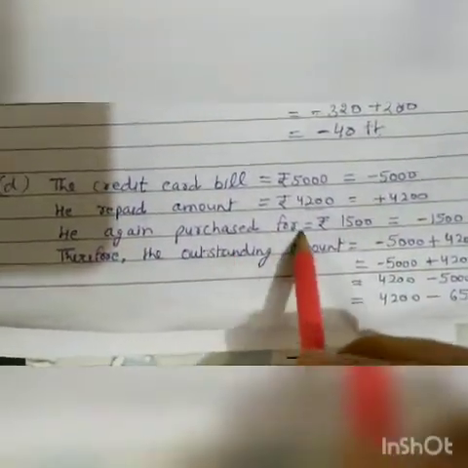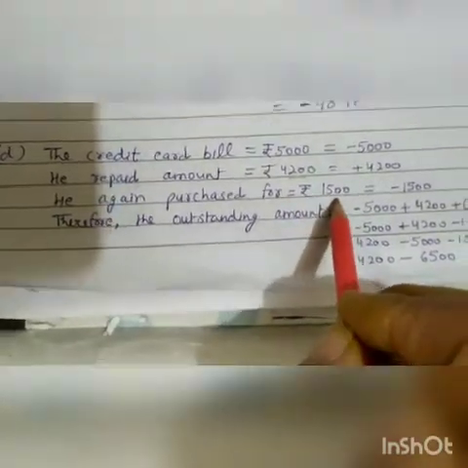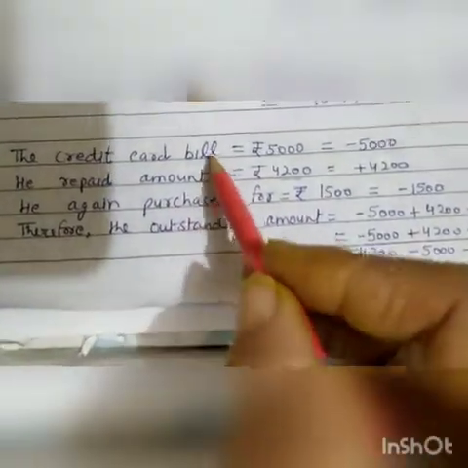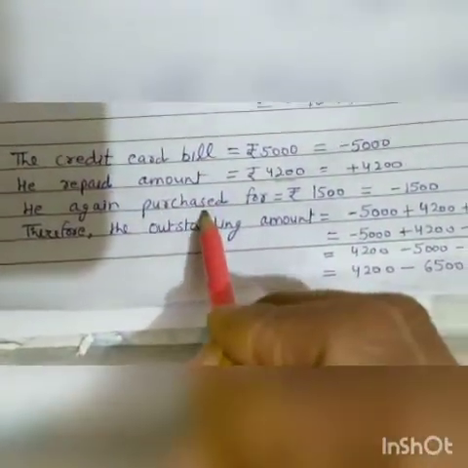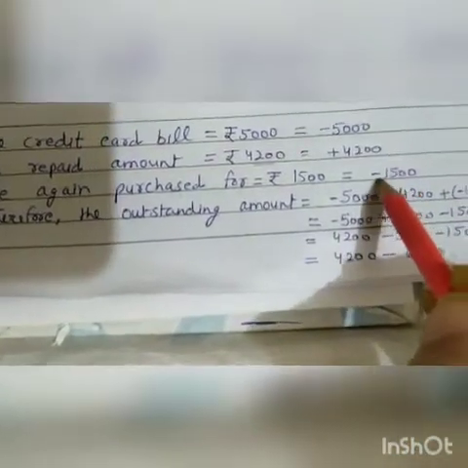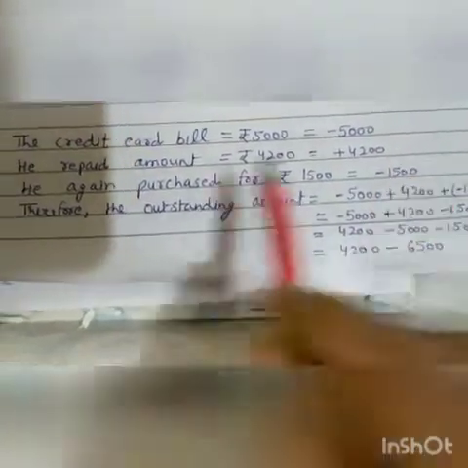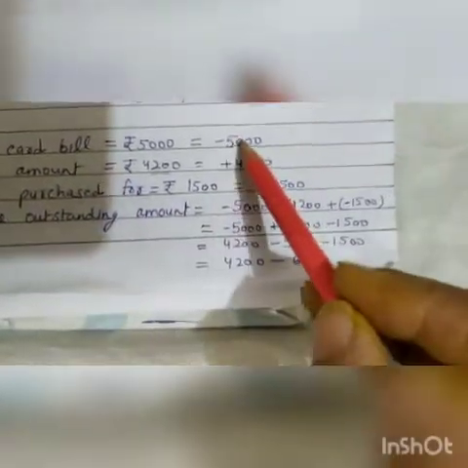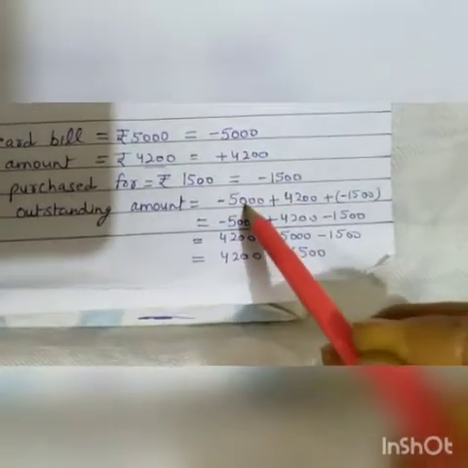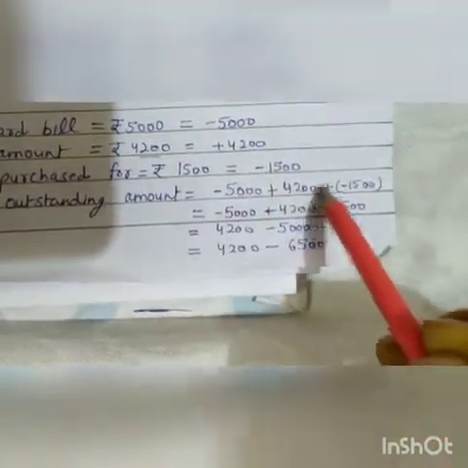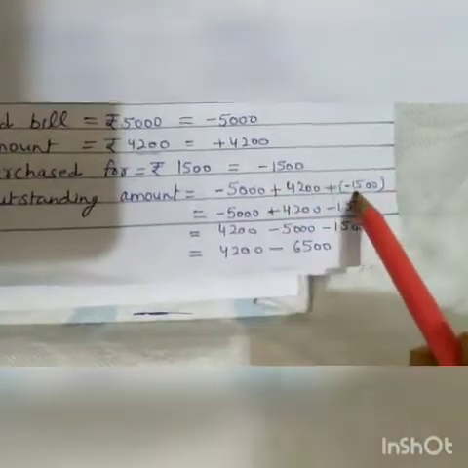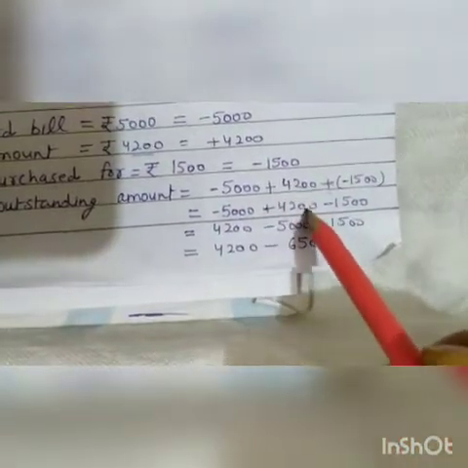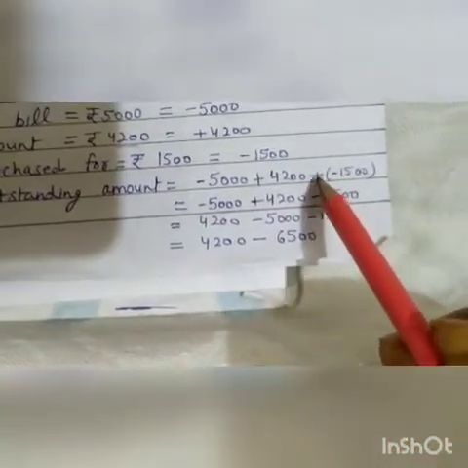He again purchased for rupees 1,500. If he is again purchasing, it means again he is borrowing money. So we will show it again with a minus sign, minus 1,500. Therefore the outstanding amount will be minus 5,000 plus 4,200, then with a plus sign we will take this minus 1,500. Now minus 5,000 plus 4,200.